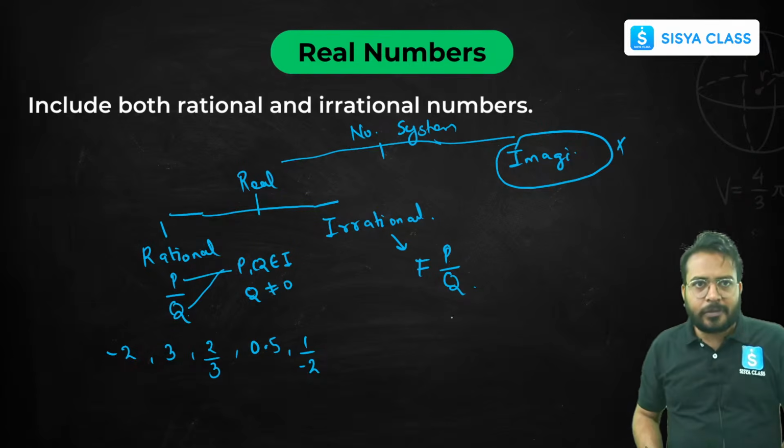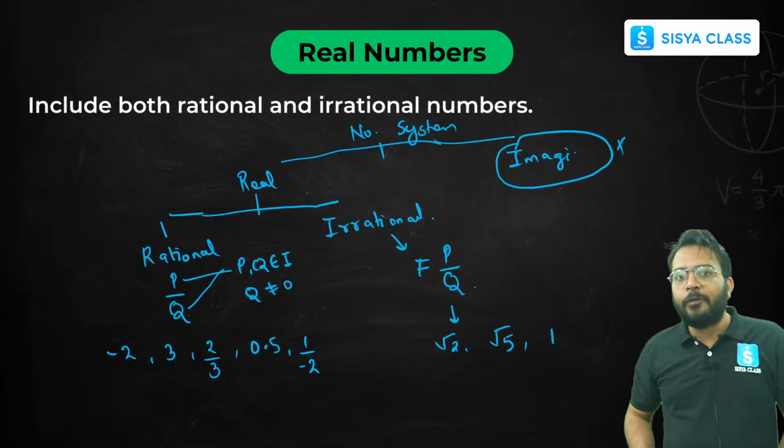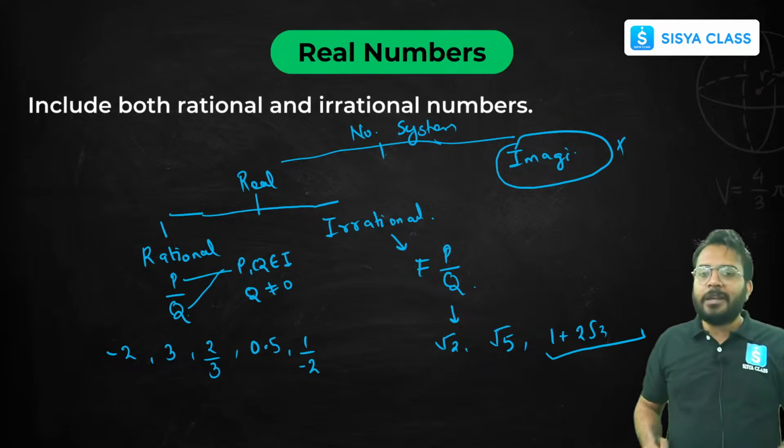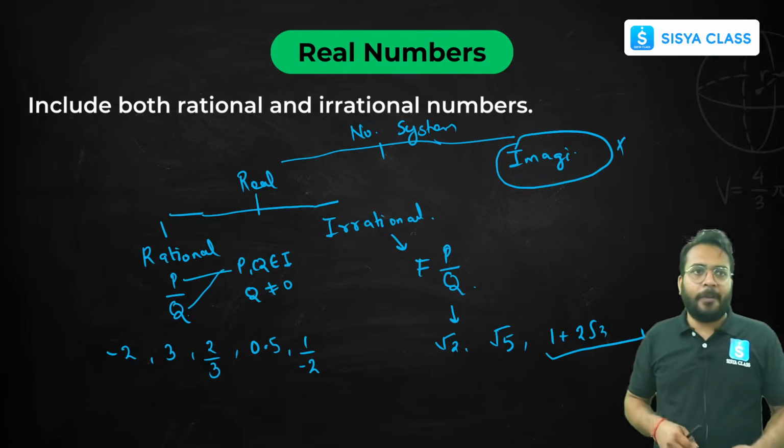And if you look into the examples of irrational numbers, you can say root 3, root 5, and 1 plus 2 root 3. Overall, these are all irrational numbers. That means we cannot represent them in the form of p by q.